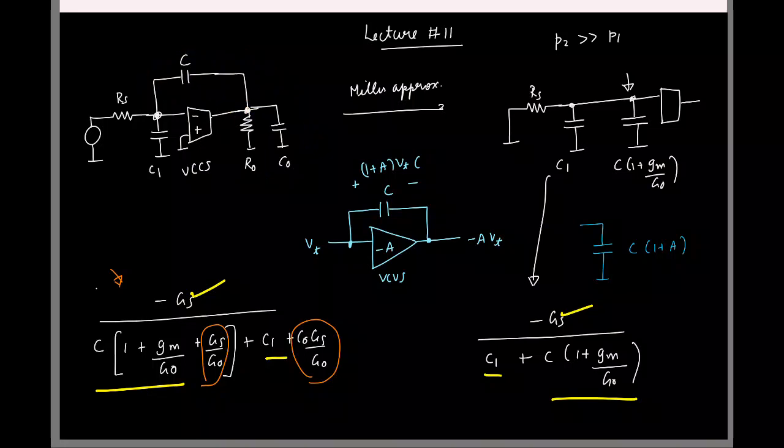But for all practical purposes, the terms which I have highlighted in yellow here will dominate, because this capacitor is getting multiplied by some gain. If you assume all capacitances are of the same order, the capacitance that is multiplied by the gain is what is going to dominate. So you can always approximate like this. Although this is not very accurate, for all practical reasons it is a good enough approximation to work with.